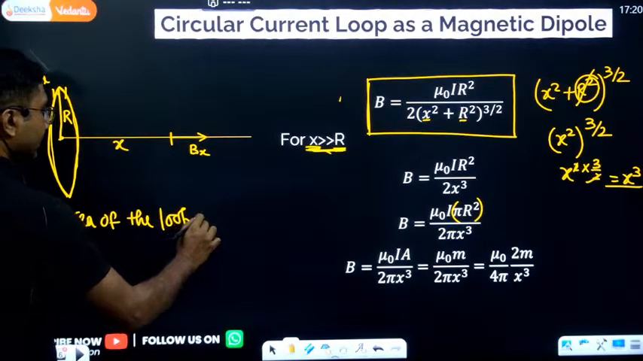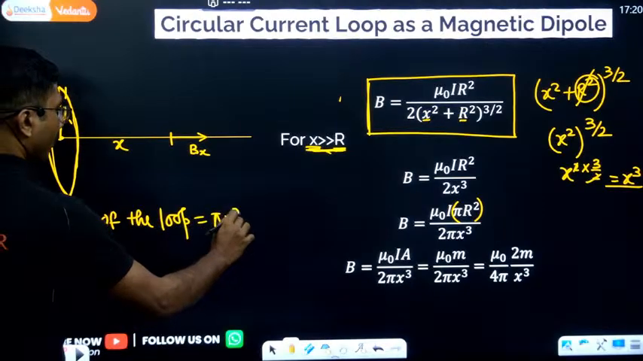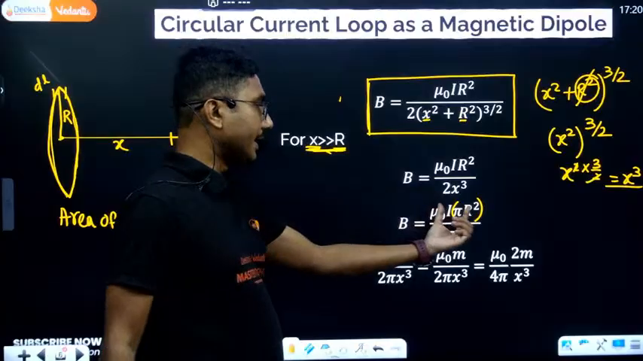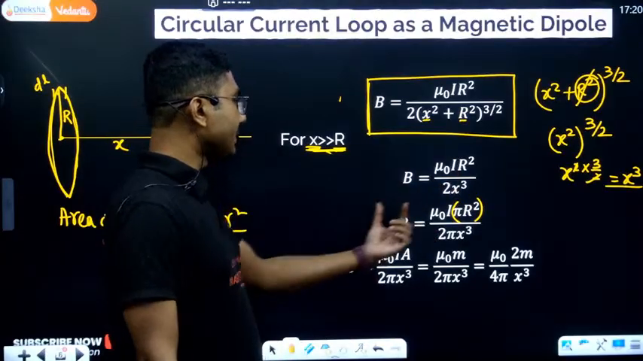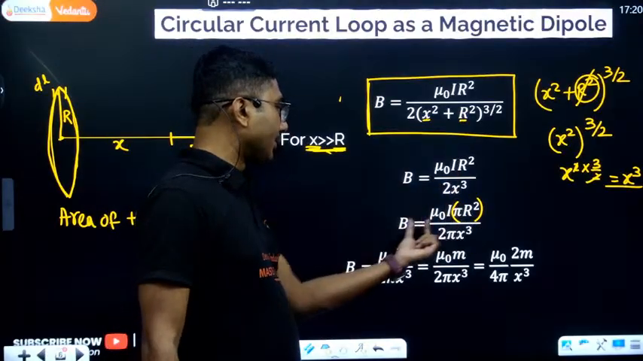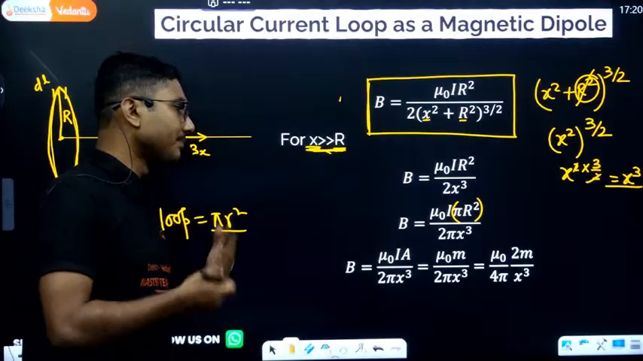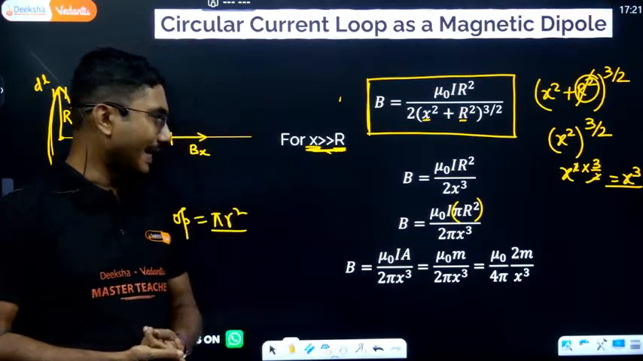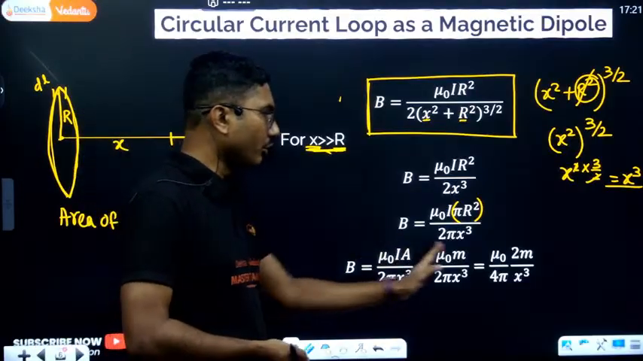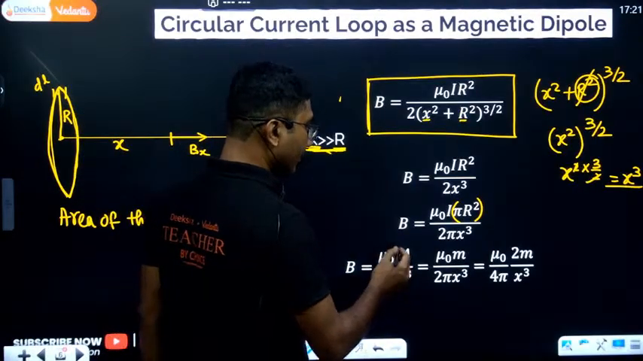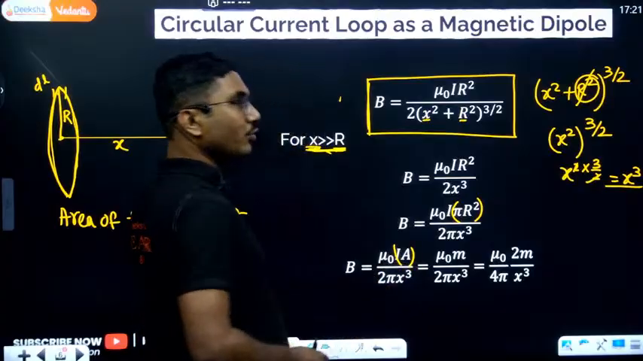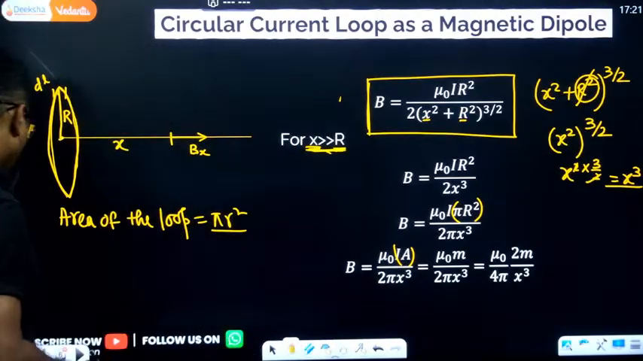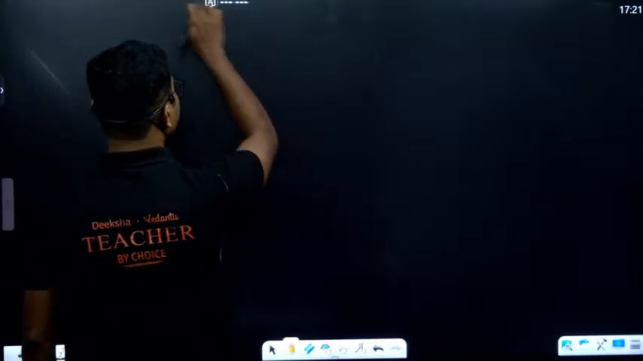So pi r square is the area of the loop. This becomes our area of starting point. Now this area we will write as A. In many cases area is important, so we will generalize this pi r square to be A, and slowly we will move on. We say that this quantity I into A is called magnetic dipole moment.